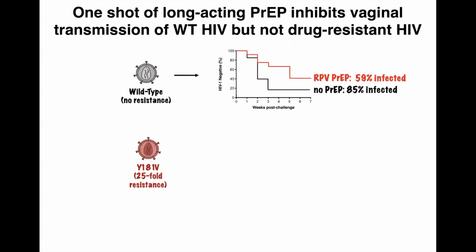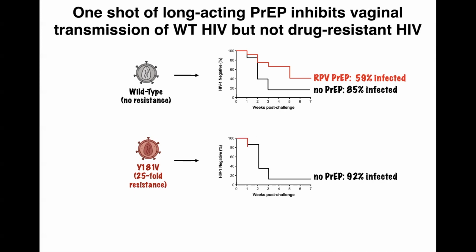In contrast, using a mutant virus that had 25-fold resistance to the PrEP drug, nearly all untreated mice became infected, and all PrEP-treated mice also became infected, showing that a single drug in a nanoparticle formulation could not prevent infection with a moderately drug-resistant virus. And even when exposed to wild-type HIV, many of these female mice were not protected by a single long-acting PrEP dose. So we can do better.